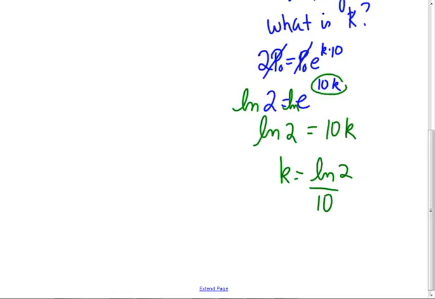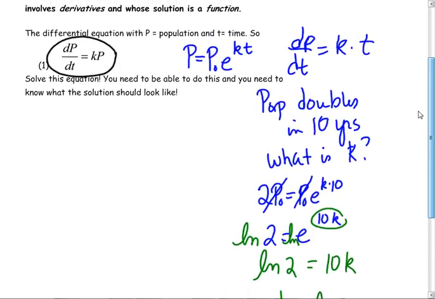Okay, Matt? I'm not sure you're with me. So how do we solve this equation to get PERT? You guys need to do this. First, we always cross multiply and get all the same variables on the same side. So dP equals kP times dt.